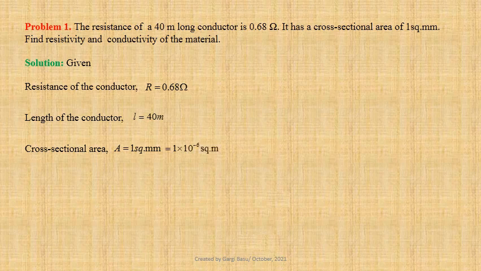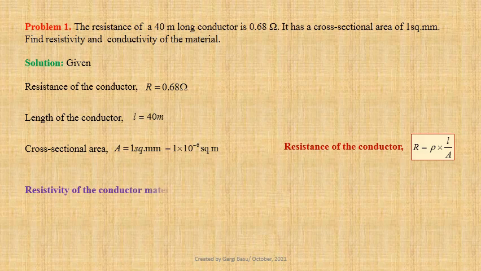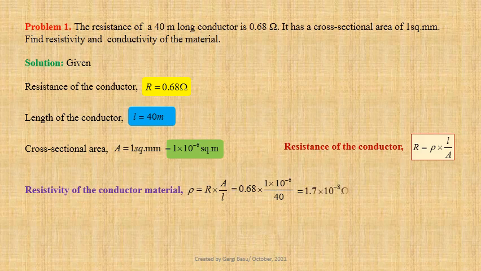square meter. Expression for resistance of the conductor R equals rho into L by A. Therefore, expression for resistivity of the conductor material rho equals R into A by L. Using values we get 0.68 into 1 into 10 to the power minus 6 divided by 40. That gives us 1.7 into 10 to the power minus 8 ohm meter or 1.7 micro ohm centimeter.